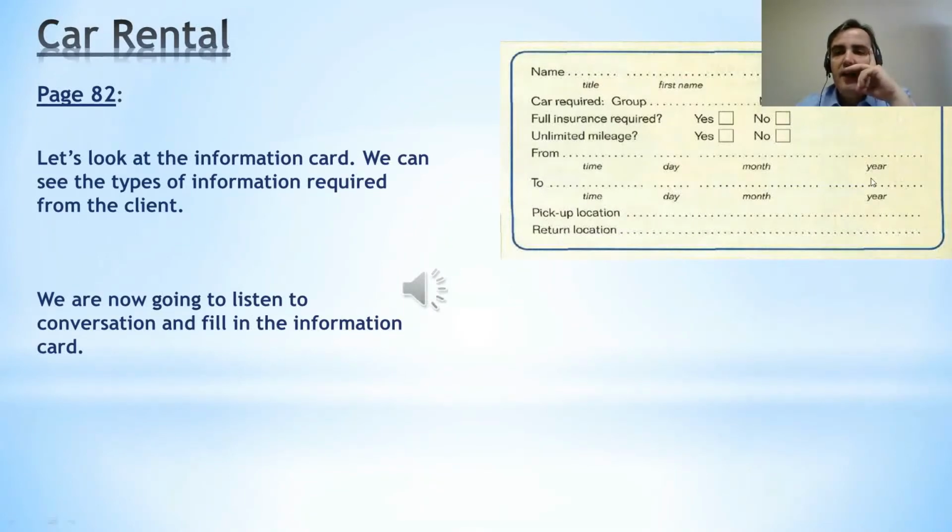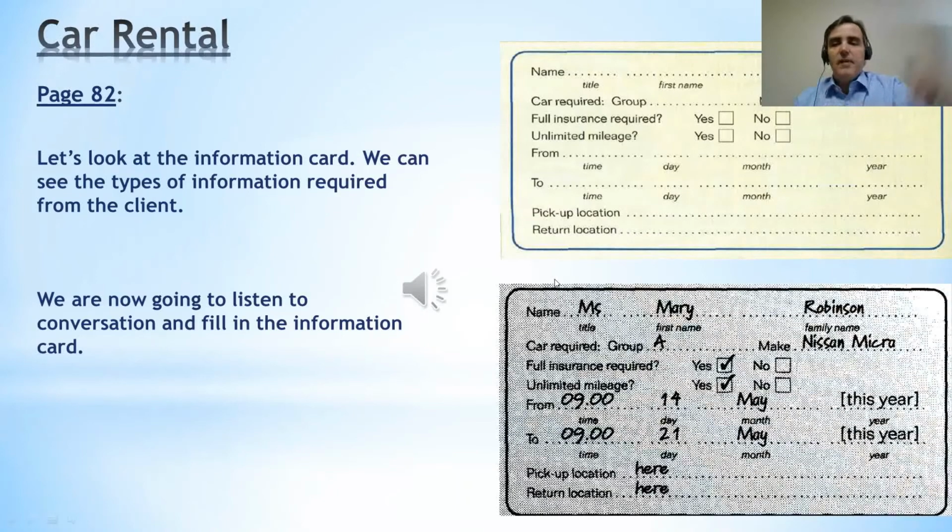21st of May, and here, and the pickup location, they didn't give the actual name, but it was just here at the office that they were in. So here. So after all that, we've got the details. Ms. Mary Robinson, Group A, Nissan Micra, full insurance required, yes. Unlimited mileage, yes. From 9 a.m. on the 14th of May to 9 a.m. on the 21st of May. Pickup location here, return location here.